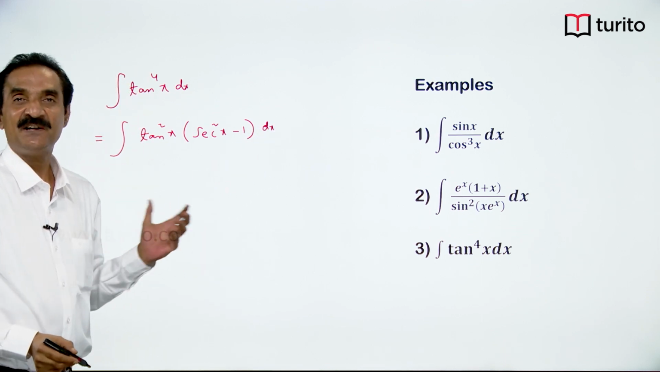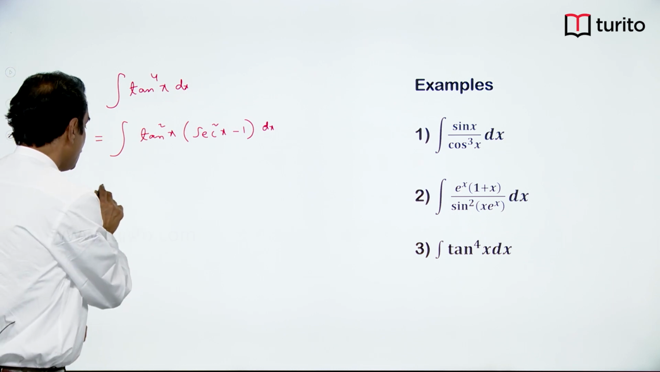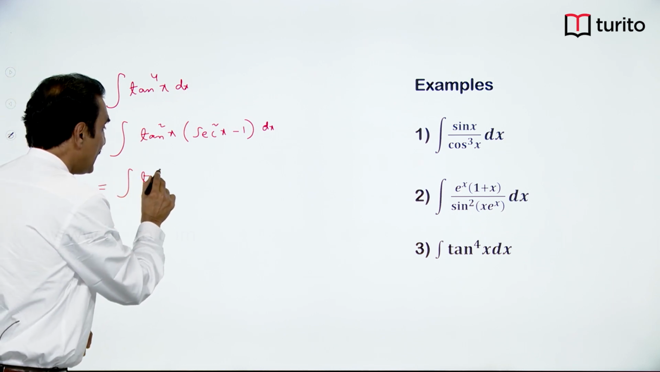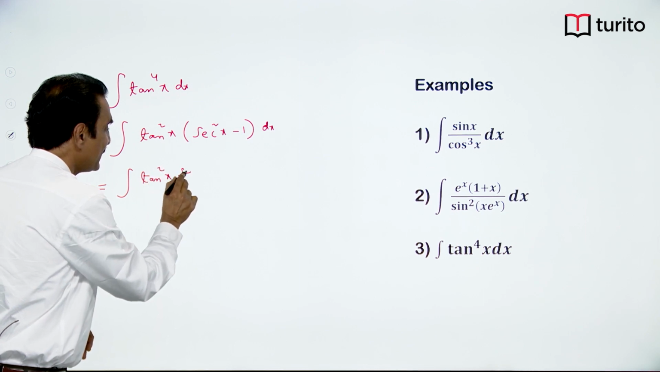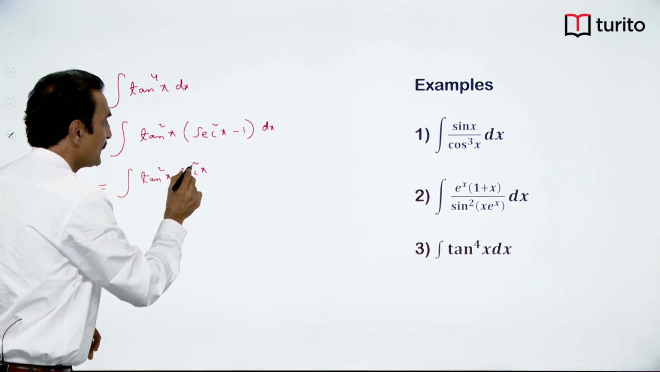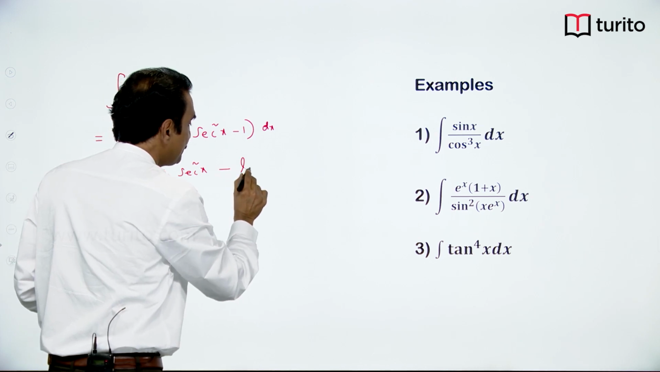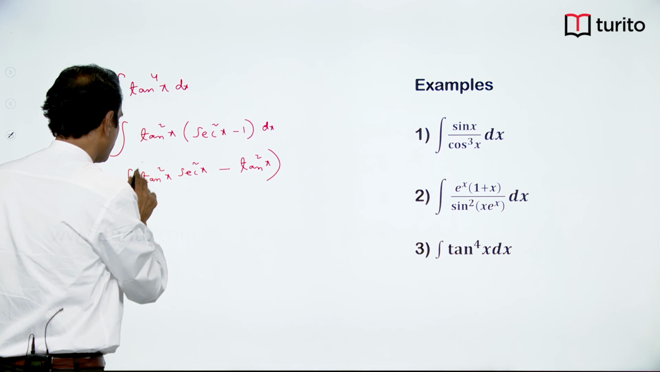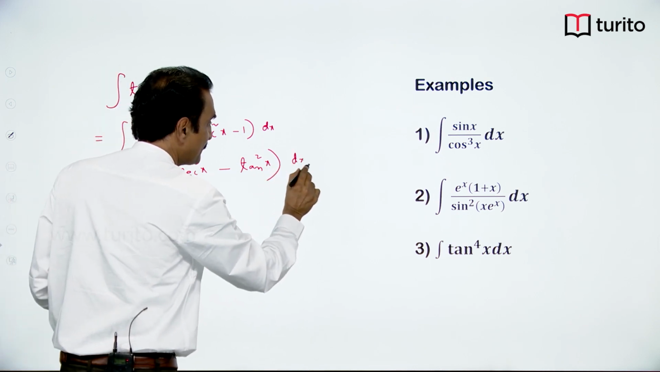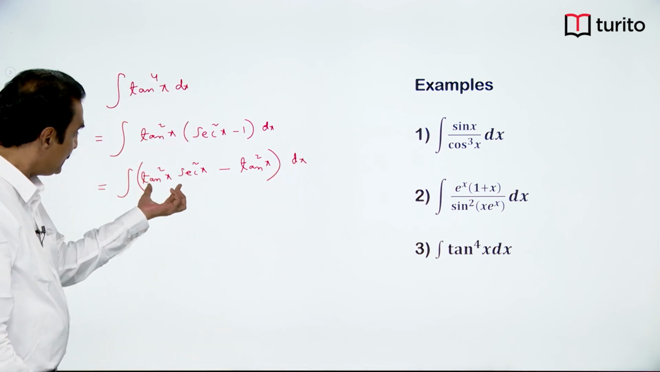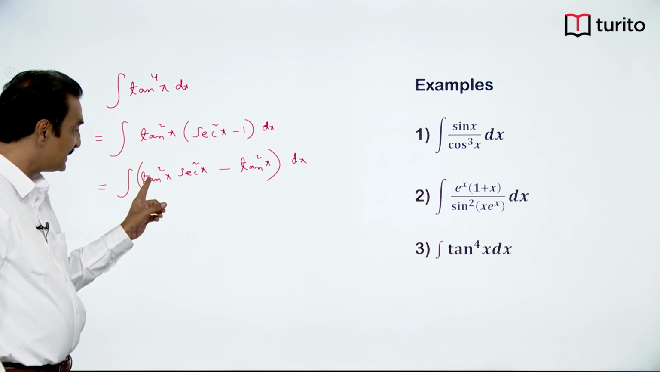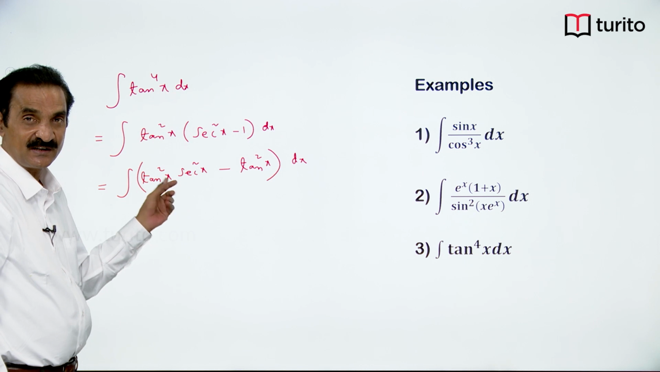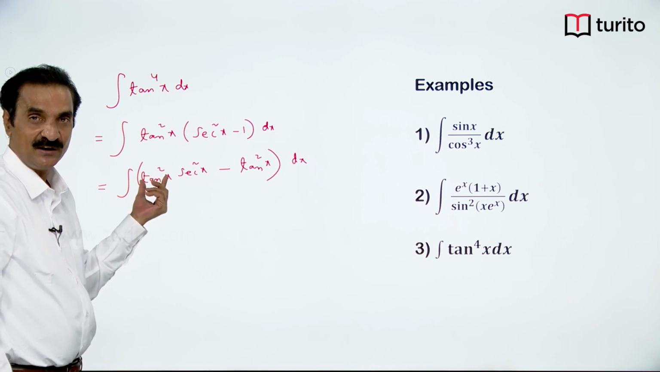Now, separate into two integrals. Integral tan square x into secant square x minus tan square x. In the first term, we can easily see the substitution. Derivative of tan x is secant square x, it is present. So, we can put tan x is equal to t.